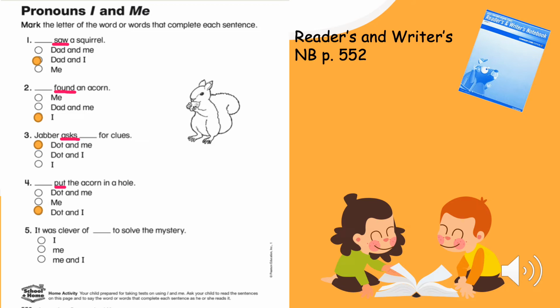Number 5. It was clever of blank to solve the mystery. It was clever of I, it was clever of me, or it was clever of me and I? The answer is me. It was clever of me to solve the mystery. Why? It's because it is in the action part.